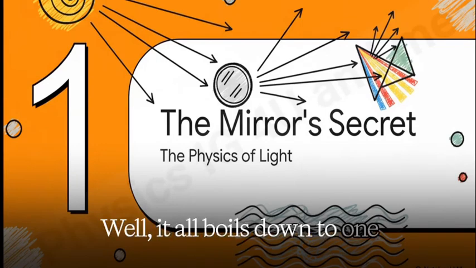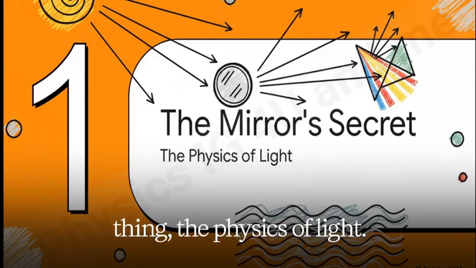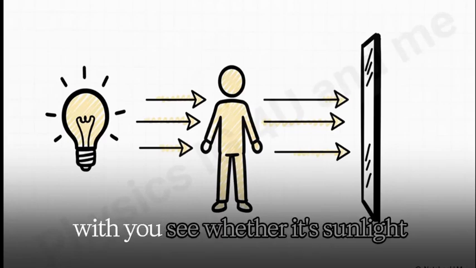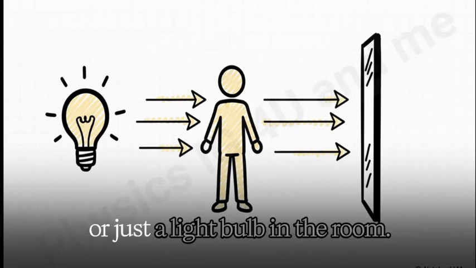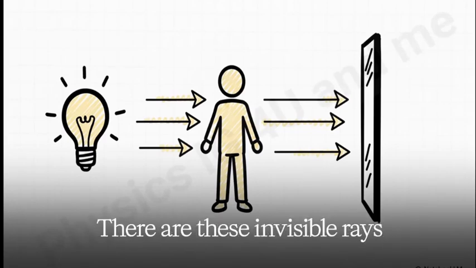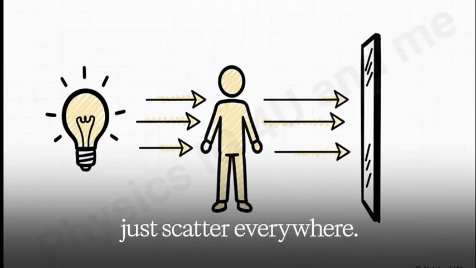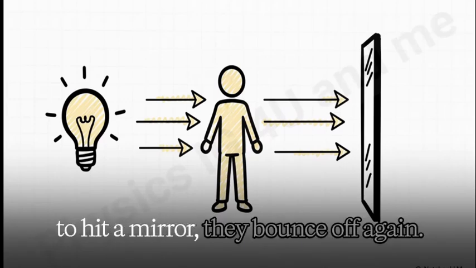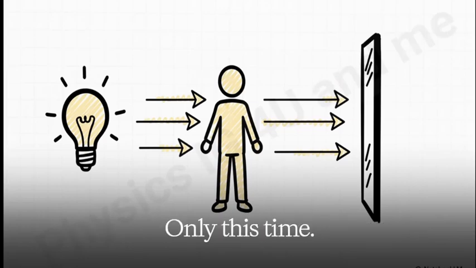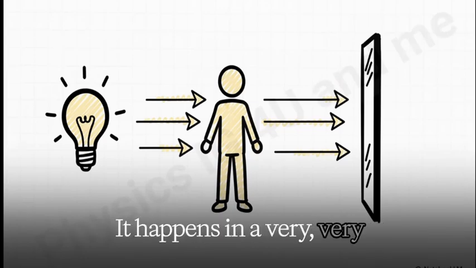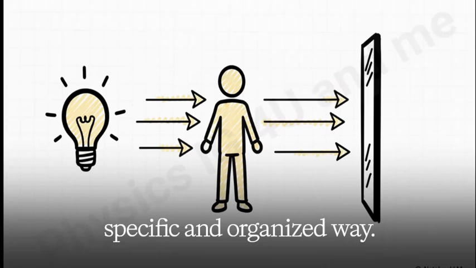Well, it all boils down to one thing: the physics of light. And believe it or not, it all starts with you. See, whether it's sunlight or just a light bulb in the room, there are these invisible rays of light hitting you all the time. They bounce off you and just scatter everywhere. But when some of those rays happen to hit a mirror, they bounce off again. Only this time, it's not random at all. It happens in a very, very specific and organized way.